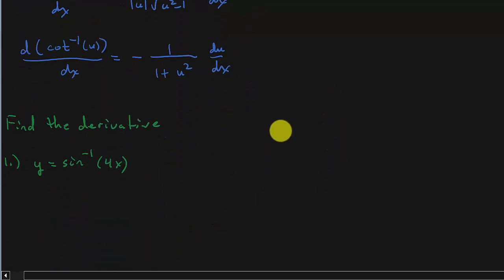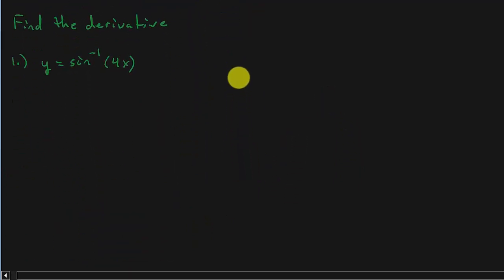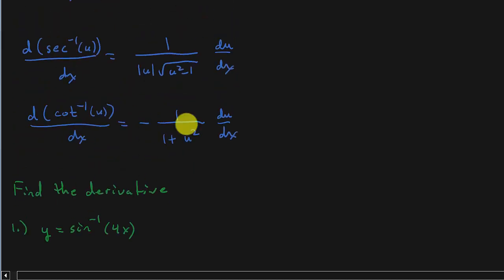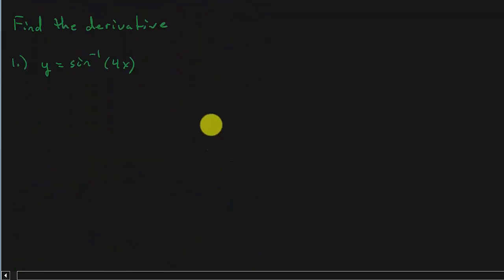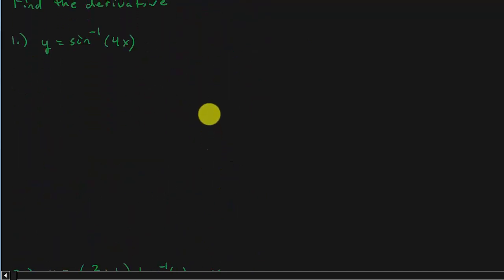All right, so let's get started on some examples. We got some examples where we just find the derivative, and then we got a couple of application problems at the end. Our first example here, the derivative of inverse sine 4x. What I would do is go back up here, write all these formulas down so you'll have them on a piece of paper while you're watching the video so you can follow along. Just pause the video and do that.